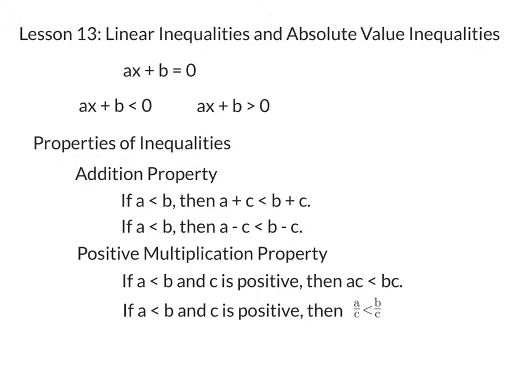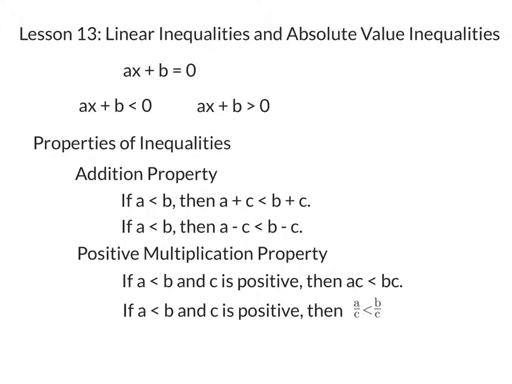And the second version of the positive multiplication property obviously deals with division. And this says, if a is less than b and c is positive, then a over c is less than b over c. Okay, so in this case we're dividing by c. In the first case we were multiplying by c. So these are the addition property and the positive multiplication property.